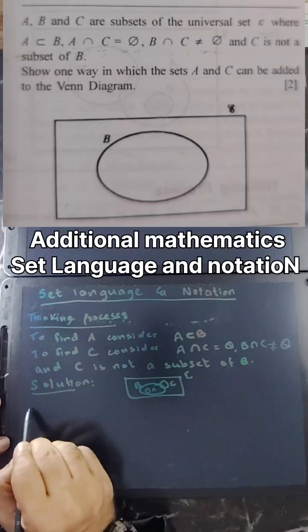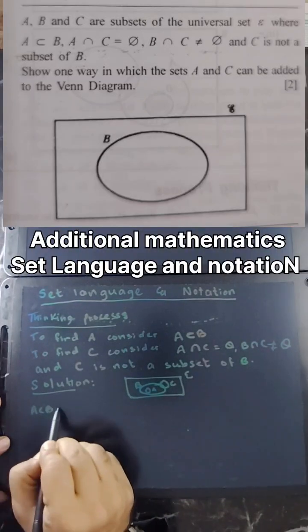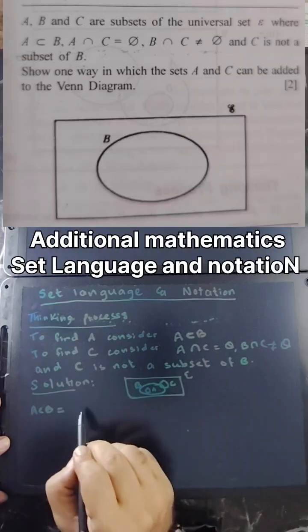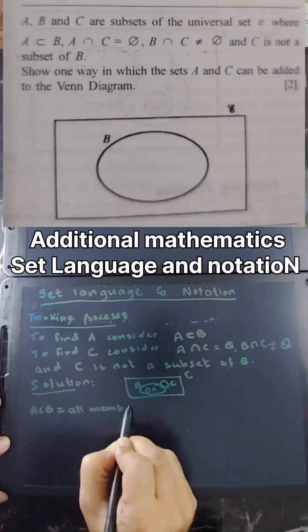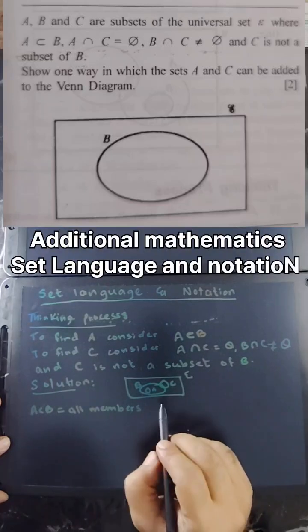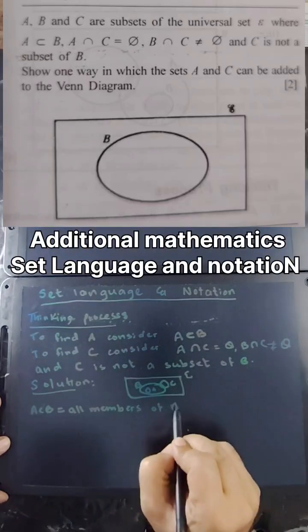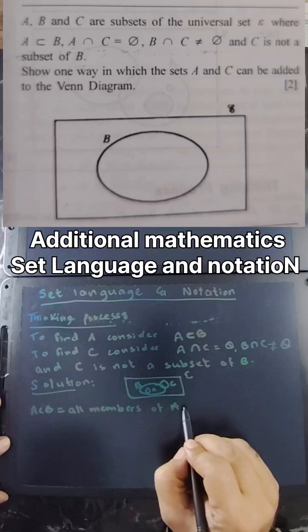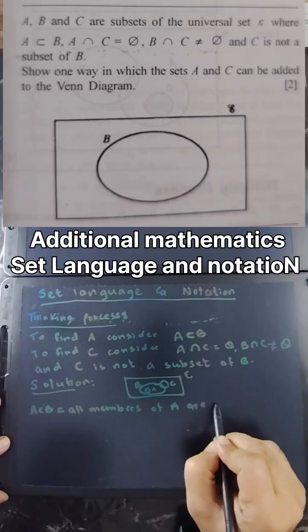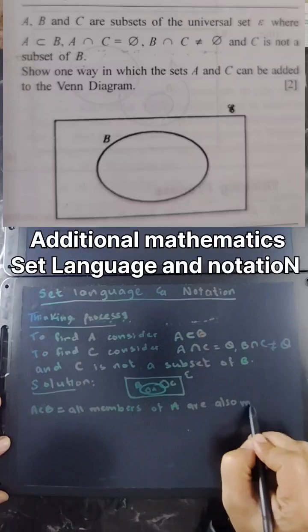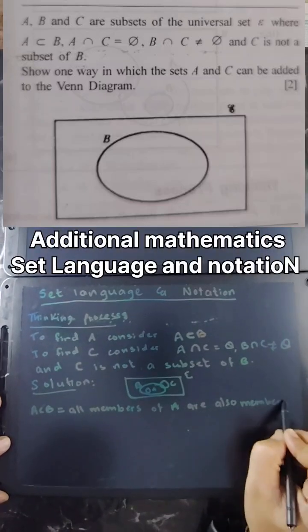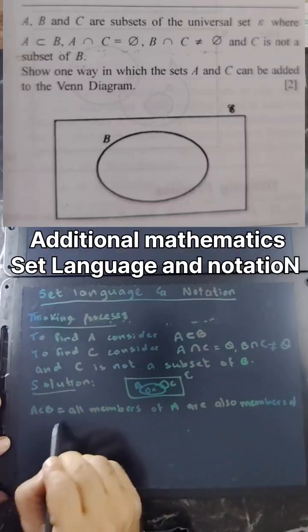Now, if we say that A is a subset of B, what does it mean? It means all members of A are also members of B.